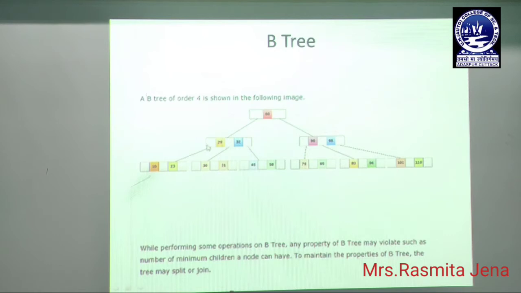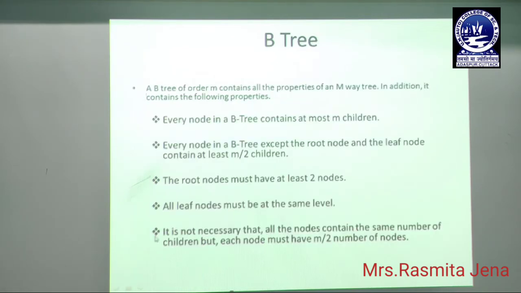See, the leaf nodes of these internal nodes end at the same level, as well as the leaf nodes of the right subtree also end at the same level as those of the left subtree. So we can say the fourth condition is also satisfied. All the leaf nodes end at the same level. Okay, then fifth: it is not necessary that all nodes contain the same number of children, but each node must have at least m by 2 children.